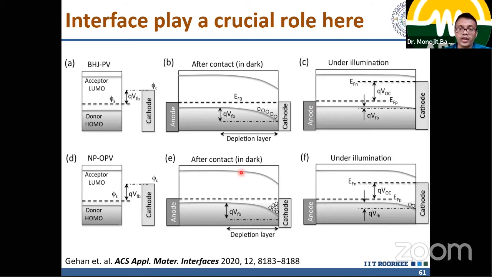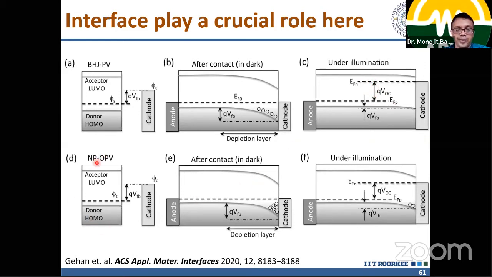So if you look at the interface of these two devices, so one is BHJ, when it makes contact with the cathode and anode materials, you can say there are some trapped states or defect density of states at the cathode interface, and that gives you some sort of a depletion layer in the cathode interface, right? Same as this. So when you shine light, all these trapped states are filled, and you have the quasi-Fermi level splitting of holes and electrons, and that gives you the open circuit voltage, right?